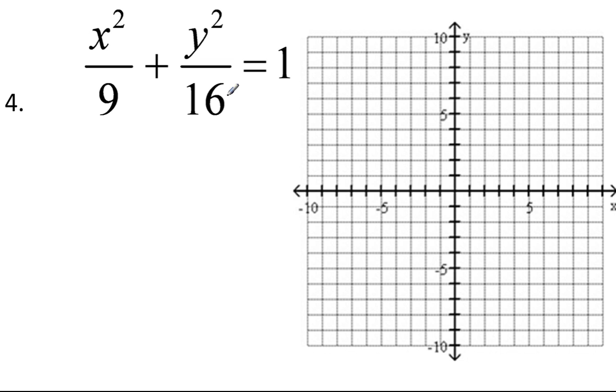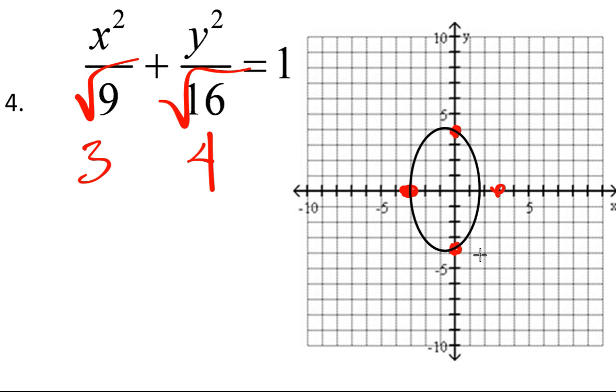Alright, sometimes it's going to be set up for us like this. So we're just looking at taking the square root of our bottom numbers. So we got 3 and 4. So left, right is going to go 3. Up, down is going to go 4. So this one's a little bit more circular. It's not all that ellipsy, but it's still kind of an ellipse. Like so.